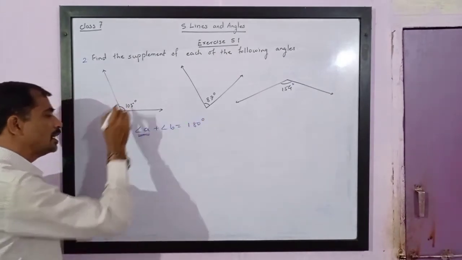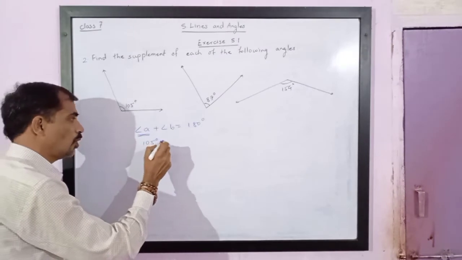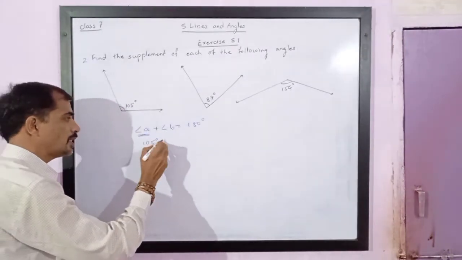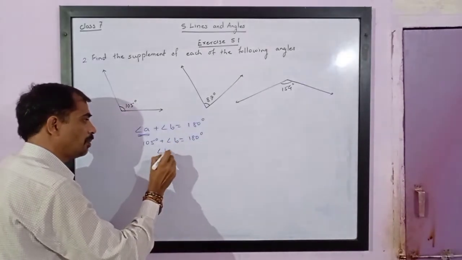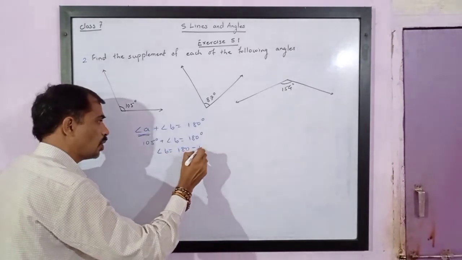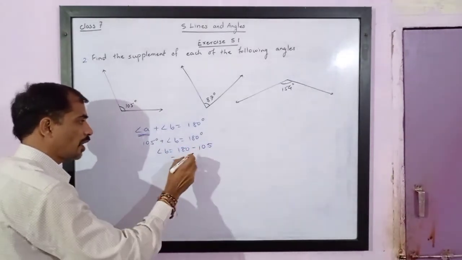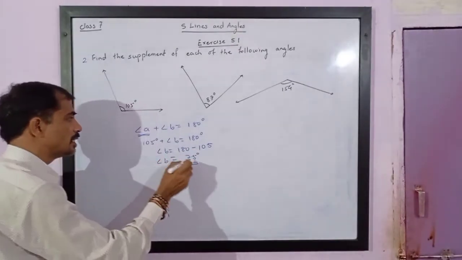Out of this, one angle is given to us as 105 degrees, so 105 degrees plus angle B is equal to 180 degrees. It means angle B is equal to 180 minus 105 degrees. So this is equal to 75 degrees. So angle B is 75 degrees.